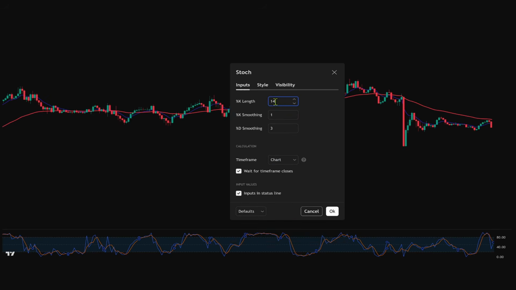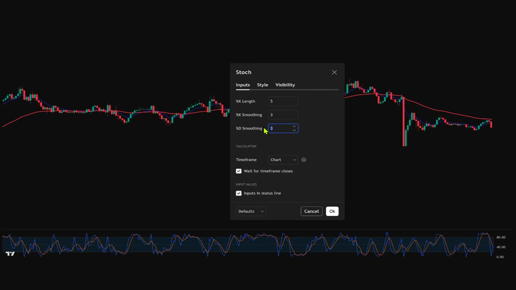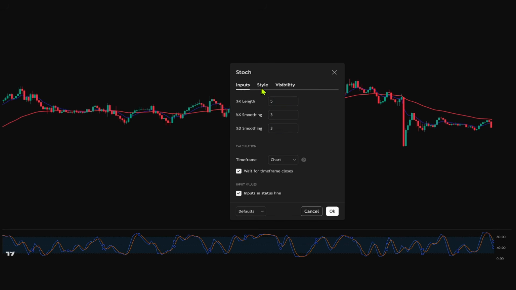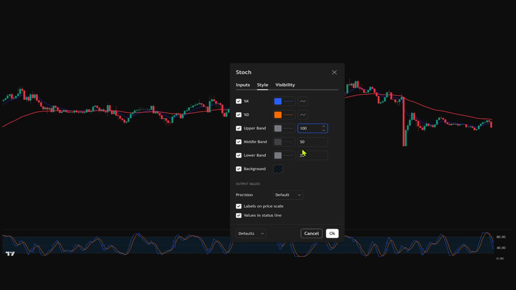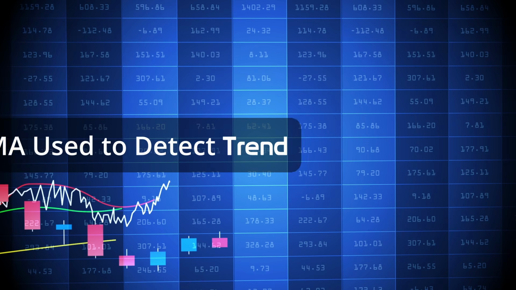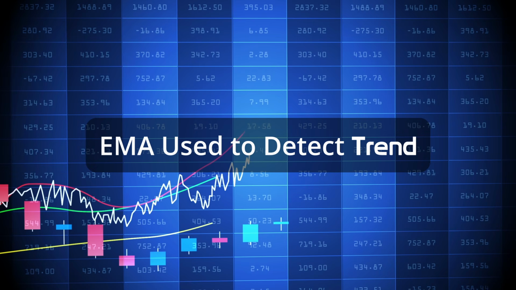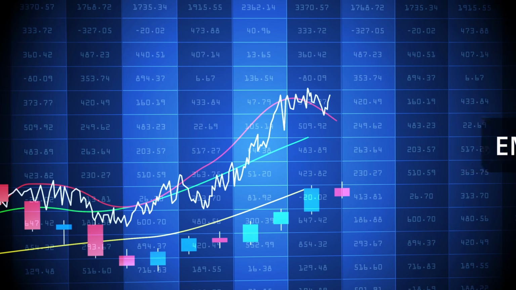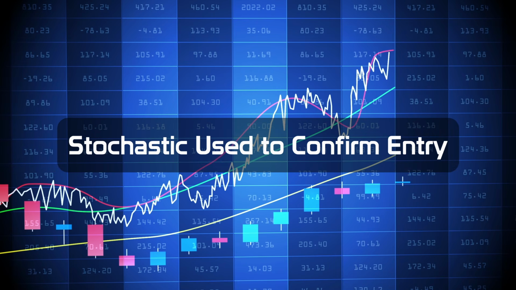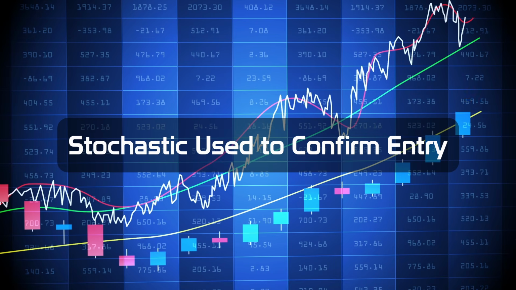Lastly, we add the stochastic indicator, change the input settings to 5, 3, 3. And now change the upper band to 100 and the lower band to 0 on the style settings. EMAs are widely used indicators to detect a trend, while the stochastic oscillator provides us with information about the best time to enter a trade.